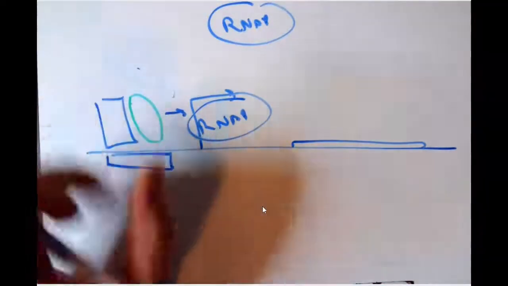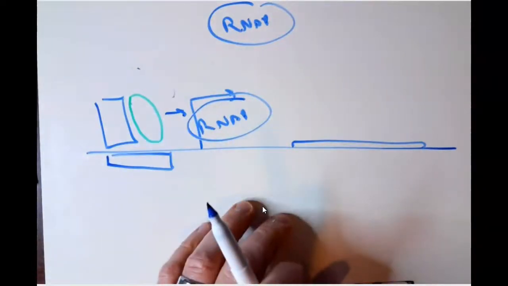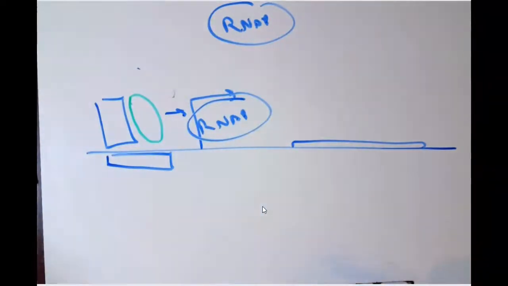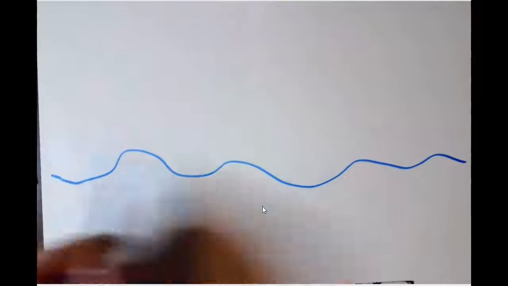Whatever it is that this dimer is supposed to be doing, it'll do it right next to the promoter, right next to the control region of the gene. However, in eukaryotic systems, that's not always the case.